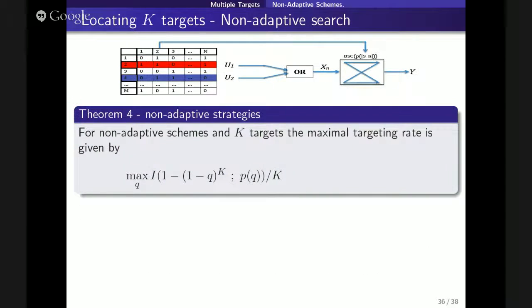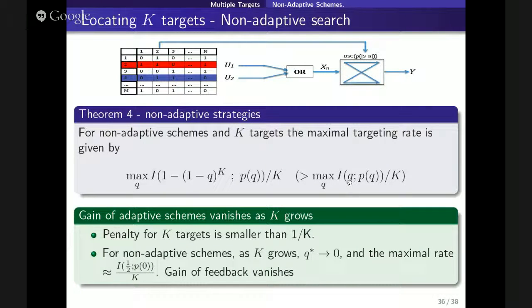So what we get is this theorem 4 here that says that for non-adaptive schemes and K targets, the maximal targeting rate is given by this expression here. And it turns out that this expression is larger than what we got for non-adaptive schemes divided by K. So in some sense, the penalty for K targets is smaller than 1 over K, which we had for adaptive schemes. Only now we start much lower to begin with, because this is not P0, it's P of Q.